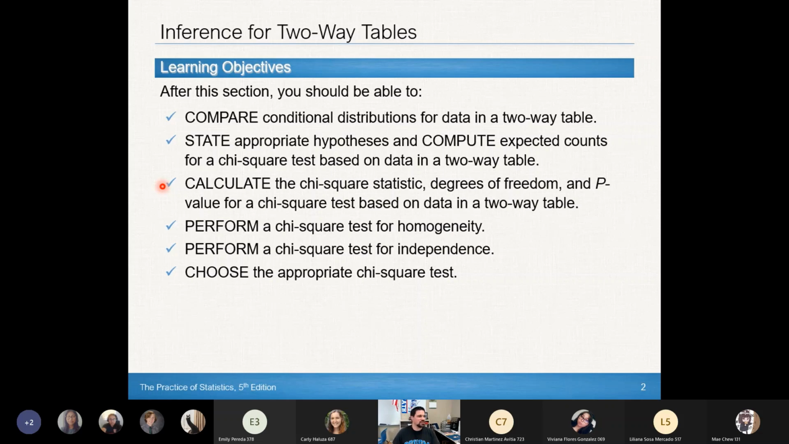Calculate the chi-square statistic, degrees of freedom, and p-value for a chi-square test based on data in a two-way table. Perform a chi-square test for homogeneity, a chi-square test for independence, and choose the appropriate chi-square test based on a context. That's the overall idea.